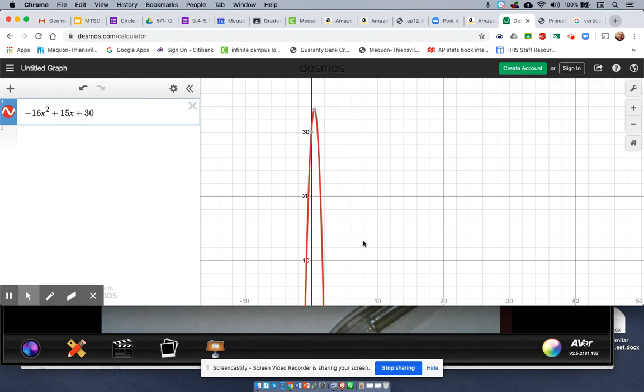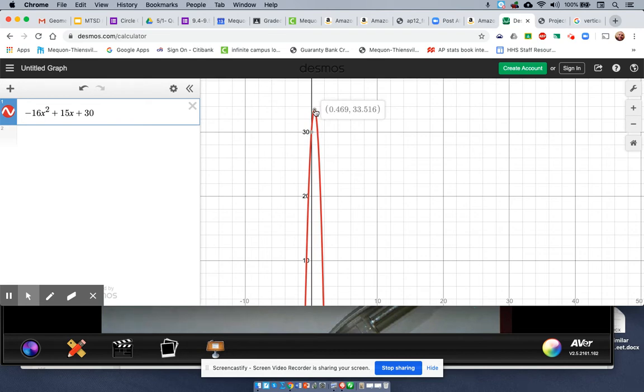The maximum point is, let's see if I go by it. So at 0.469 seconds, the ball is 33.516 feet high. So that first number is the time. The second number is how high the ball is. So Ty, you threw that ball an amazing 3 feet up in the air, because if you started at 30 and you ended up at 33.516, excellent job, Ty.